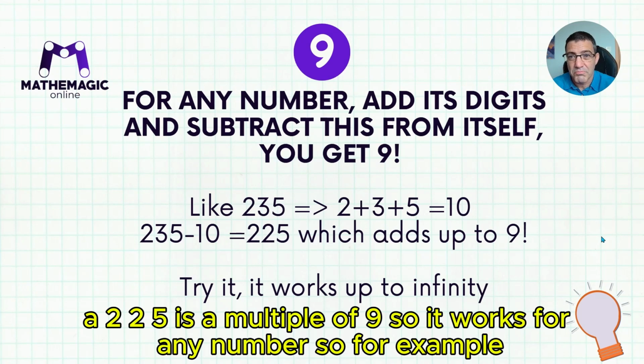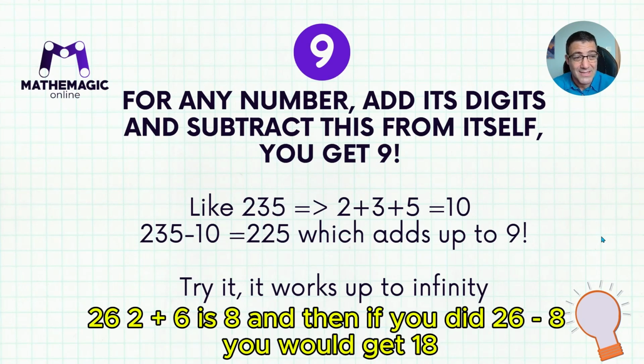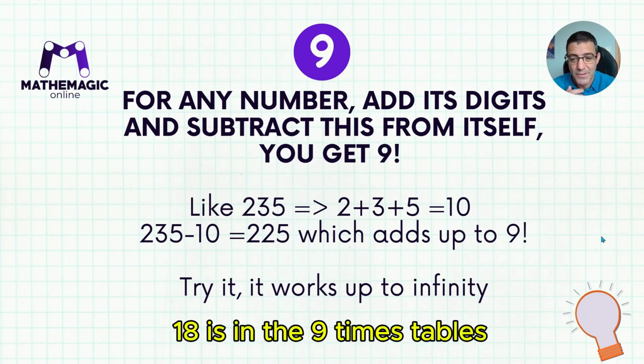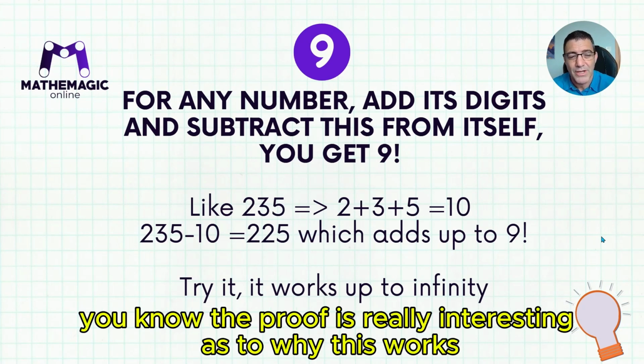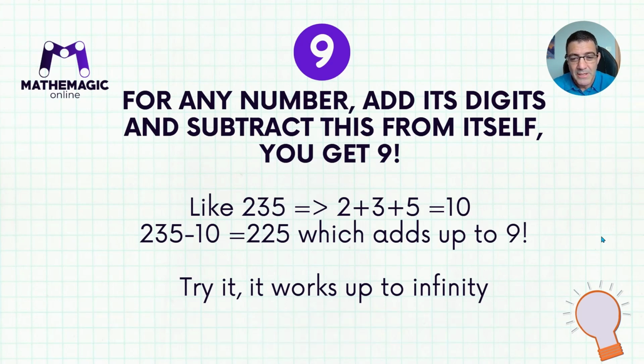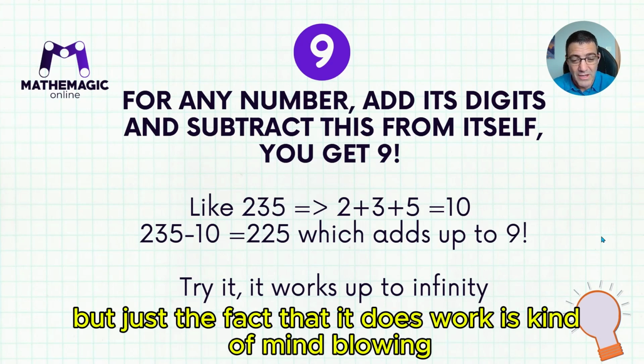So for example, 26, 2 plus 6 is 8. And then if you did 26 minus 8, you would get 18. 18 is in the 9s times tables. So this is kind of an incredible property that, the proof is really interesting as to why this works. But just the fact that it does work is kind of mind-blowing.